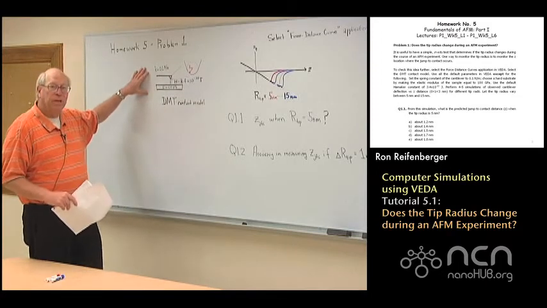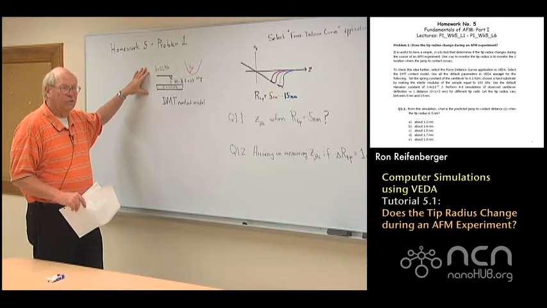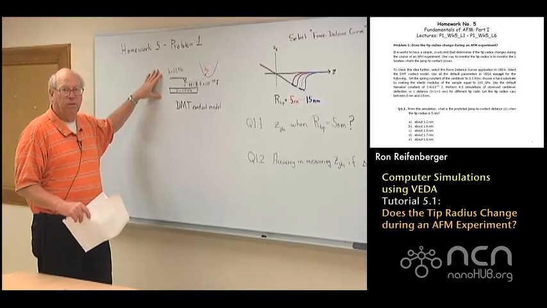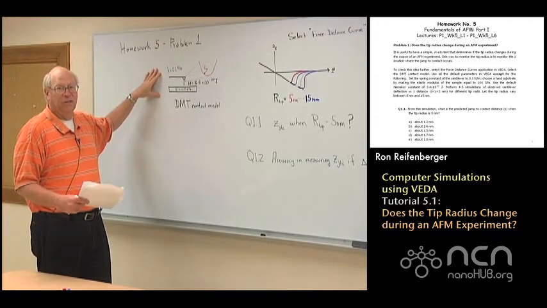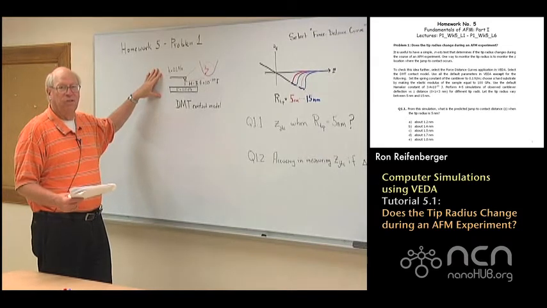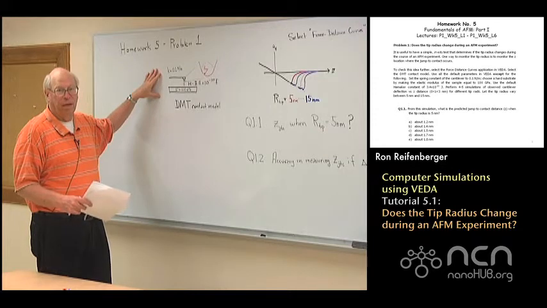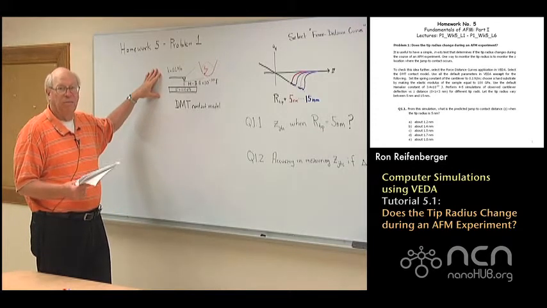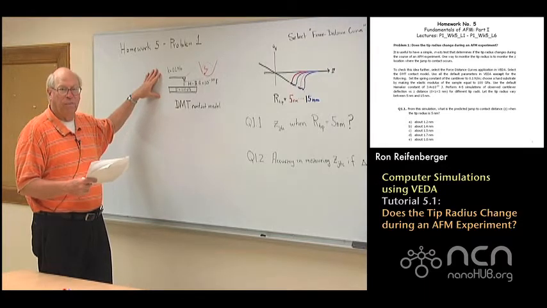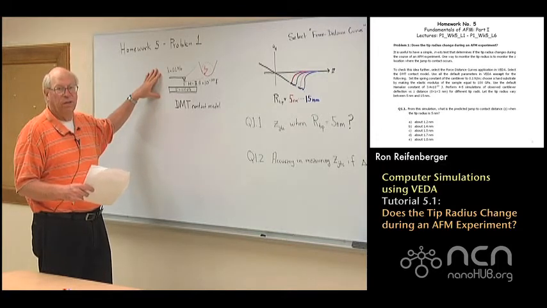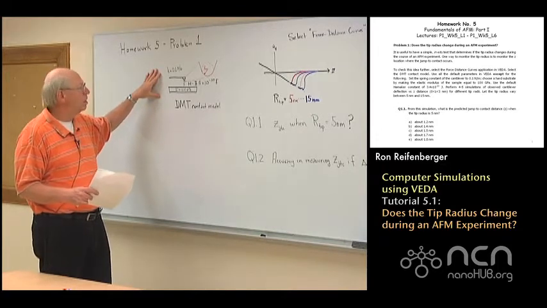The first problem is to answer the question: are there some simple measurements we can do during an AFM experiment that might tell us whether the tip radius is changing as we work our way through an experiment? And so we're going to run a VEDA simulation to investigate whether we can read off some simple measurement and monitor that during the course of an experiment to ensure that our tip radius is reasonably fixed.